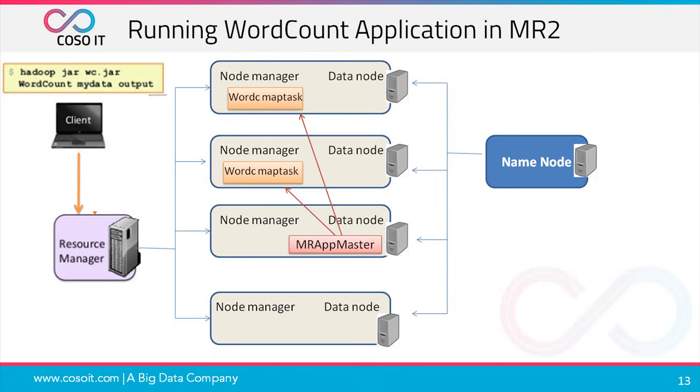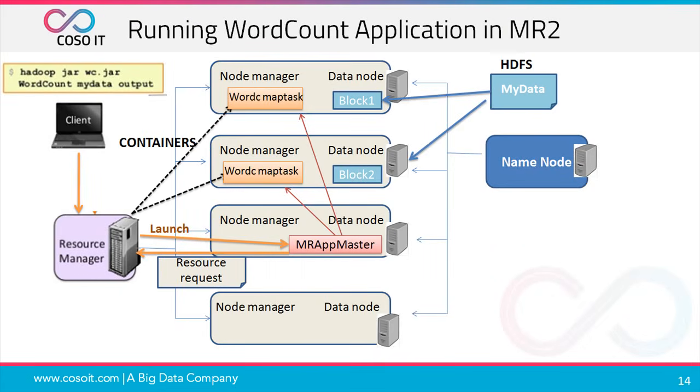The application master and the Mapreduce tasks run in containers that are scheduled by the resource manager and are managed by the node manager. Same way, word count reduce tasks are also generated and launched by the Mapreduce app master on the containers.